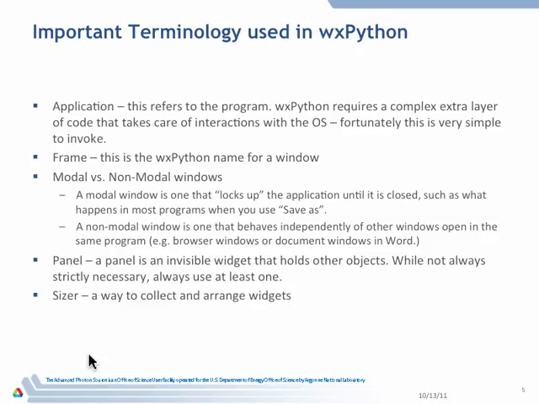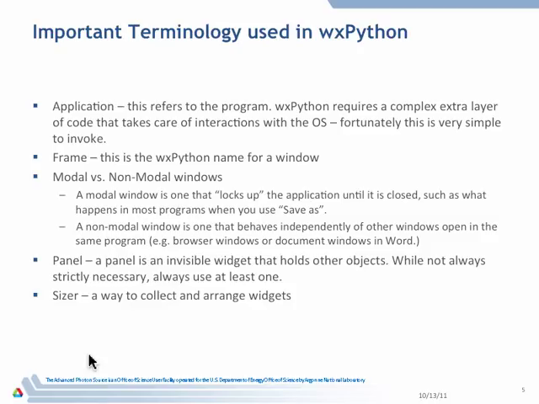WX-Python uses words differently than you might find in other places. First thing is the app or the application. This is the whole program. And in a sense, it's not just your program. Your program is actually sort of, in a sense, a subroutine of WX-Python, because WX-Python is going to be doing a whole lot of stuff for you. Frame. This is one of those things you can't avoid. This is what WX-Python calls what I would call a window.